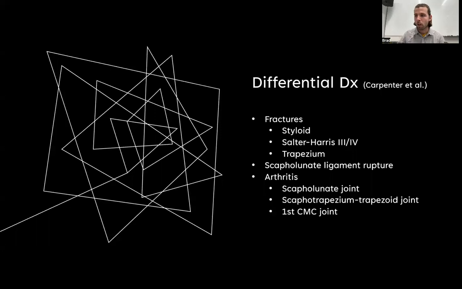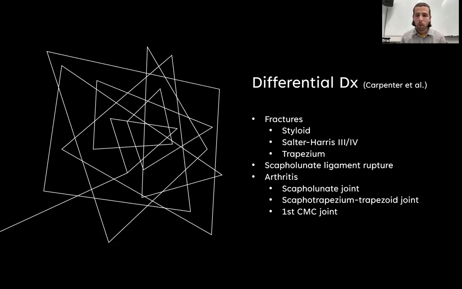Okay, so some other conditions that we might be looking at if someone were to come and complain about hand pain: other types of fractures, scapholunate ligament rupture, and then arthritis. And arthritis is kind of the big one where it might be more necessary to use those clinical prediction rules to try and detect a fracture. Because if any of those other fractures, we'd still be sending them to imaging regardless.